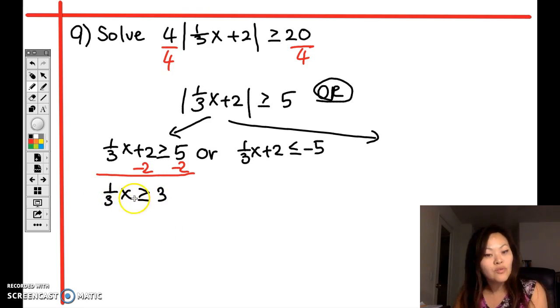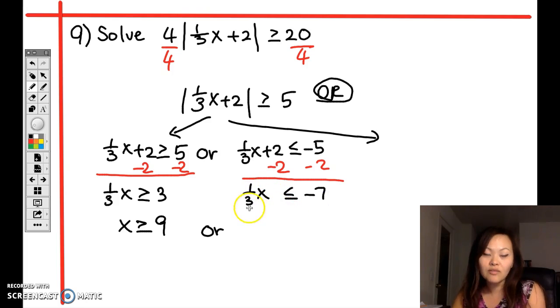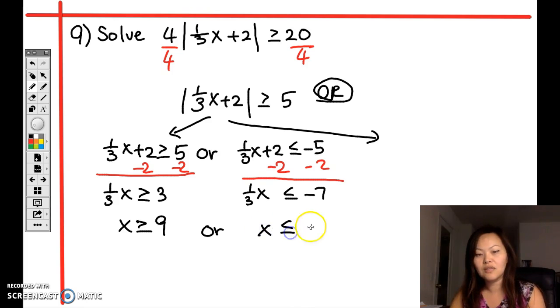Now, if you have 1 over 3x, you've got to multiply both sides by 3, right? So then you're going to be left with x is equal to or greater than 9. Or, now let's do the other side. Same thing, you subtract the 2, and you'll be left with 1 over 3x equal to or less than negative 7. Again, to get rid of the 1 over 3, you multiply both sides by 3. So x is equal to or less than negative 7 times 3, which is negative 21. I hope you understand that part. It's important because it's the same as x divided by 3, so if you have division, you multiply both sides by 3.